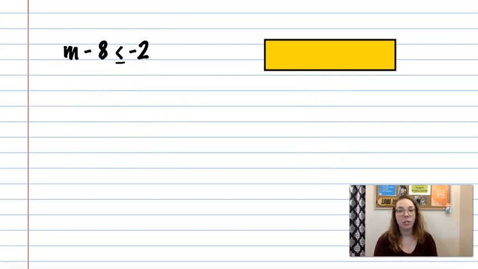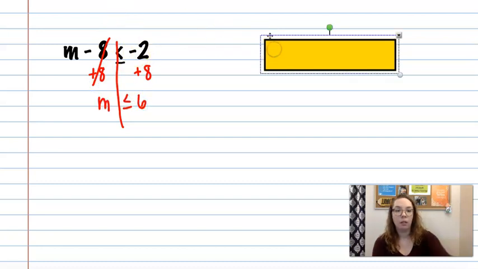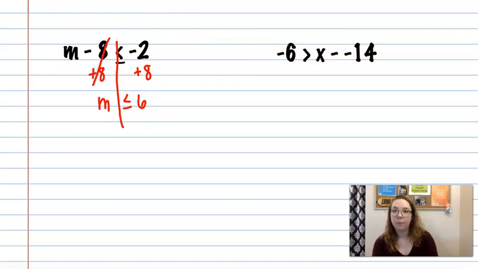All right, so we're just going to do 2 more and then we'll be done for today. So I'm going to add 8 to both sides. So we get m is less than or equal to 6. And then, I got ahead of myself there, I'm going to graph it. So 5, 6, 7. We want a filled in dot pointing left.